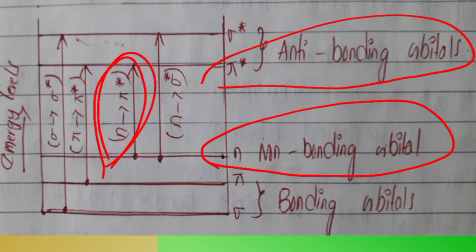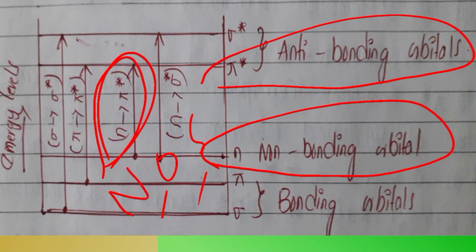These transitions contain heteroatoms like nitrogen, oxygen, sulfur and halogens, and these transitions occur in the near ultraviolet and visible regions. It has the least amount of energy of all the other transitions.